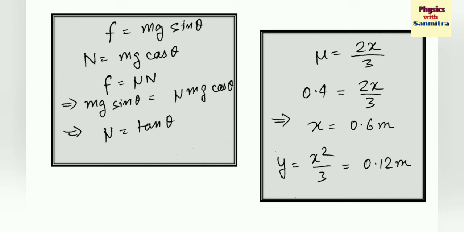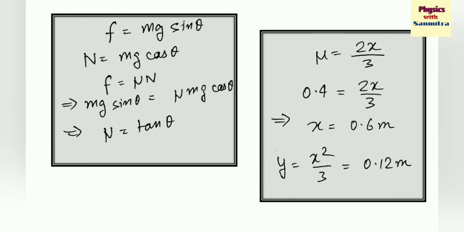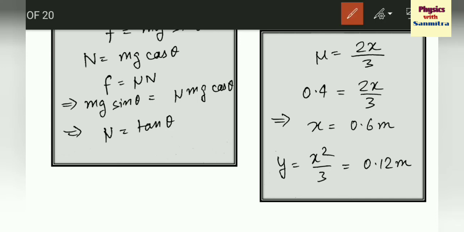Definitely this f and this f will be equal in case of limiting case. This is a limiting case, so mu is equal to tan theta. This we have already done in case of inclined plane. So here a repetition. Now mu is equal to how much? 0.4. We know mu as 0.4 and tan theta is 2x by 3. So 0.4 is equal to 2x by 3 and x is equal to 0.6 meter.